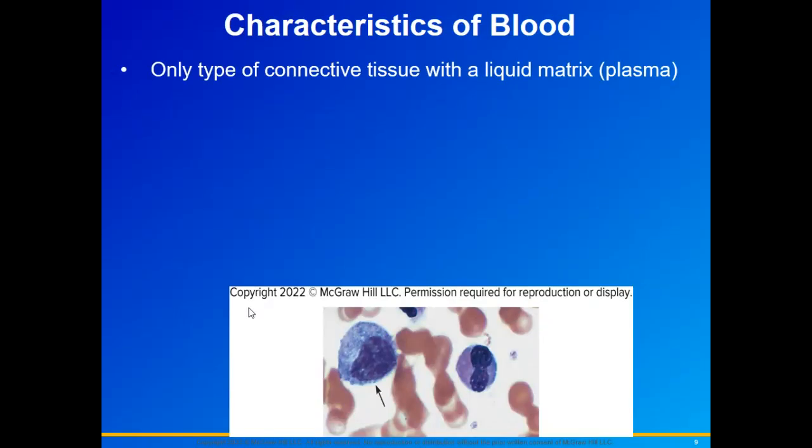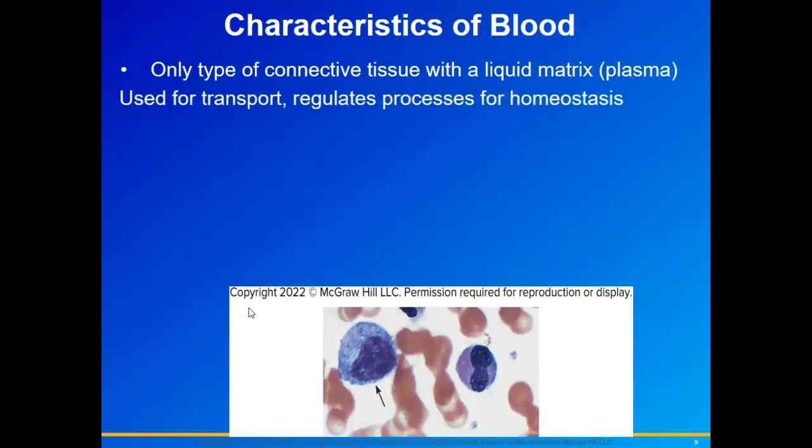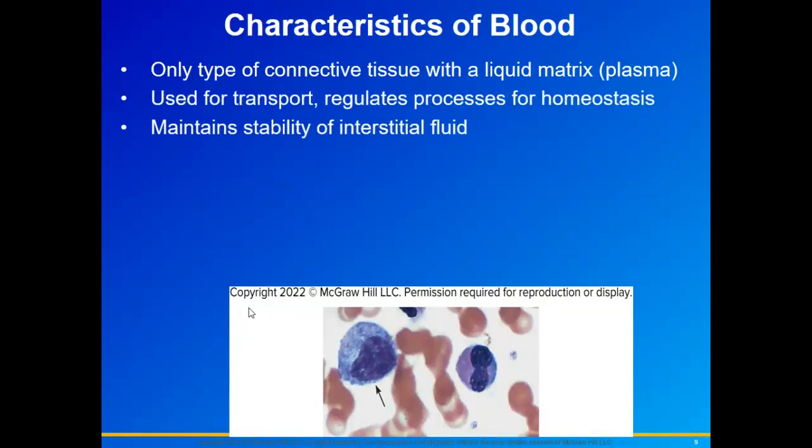So it's the only type of connective tissue that has a liquid matrix. If you remember from last semester, we talked about 4 major types of tissues, right? All right, so we had connective tissue, epithelial tissue, muscle tissue, and nervous tissue. Very good. But blood is going to be your liquid connective tissue.